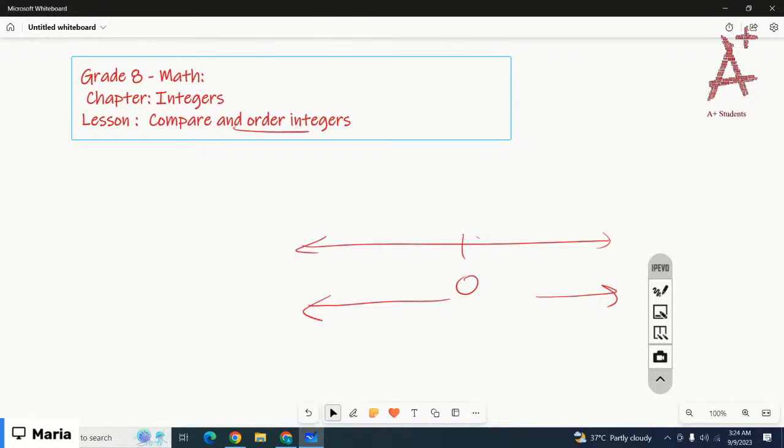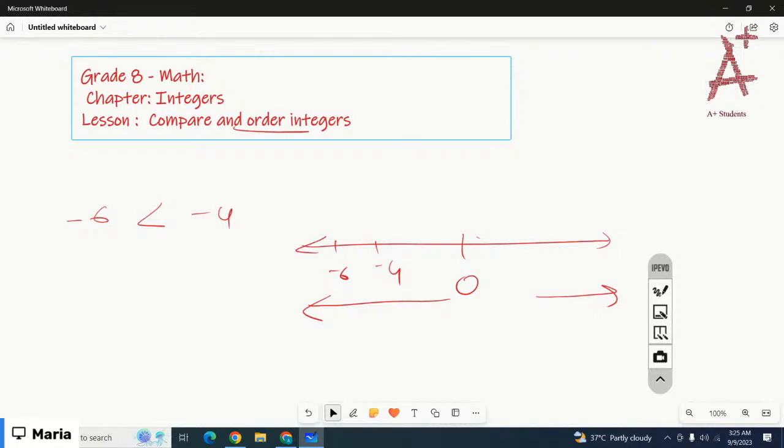If you have to compare two negative numbers, for example negative 6 and negative 4, just see which number is farther from 0. Negative 6 is here, negative 4 is here. Negative 6 is farther from 0, so negative 6 is less than negative 4, right? That's the thing you have to understand when you compare two negative numbers: the number that is farther from 0 is the lesser number.